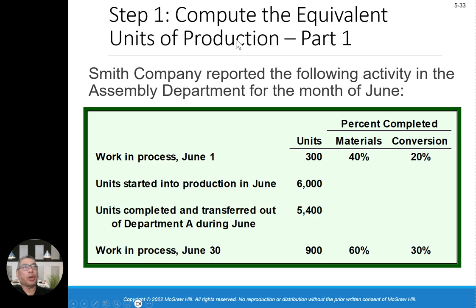Step 1, compute equivalent unit production cost, part 1. Smith County reported the following activity in the assembly department for the month of June. Work in process June 1, you got 300, materials 40%, conversion 20%. Units started in production is 6,000. Units completed and transferred out of the department is 5,400. Work in process June 30th is 900, 60% materials, 30% conversion.